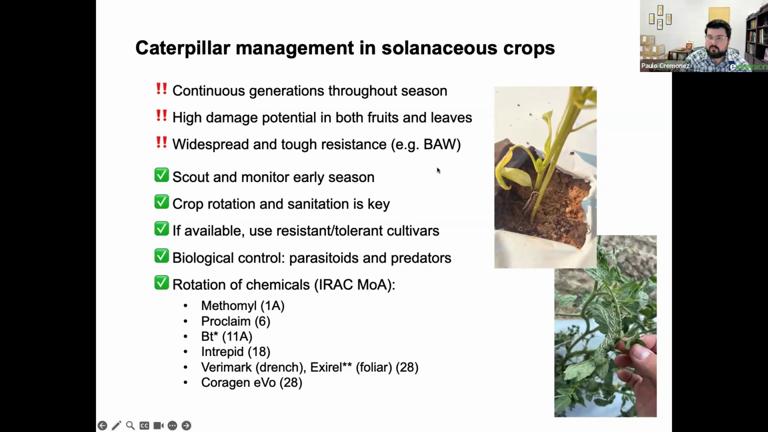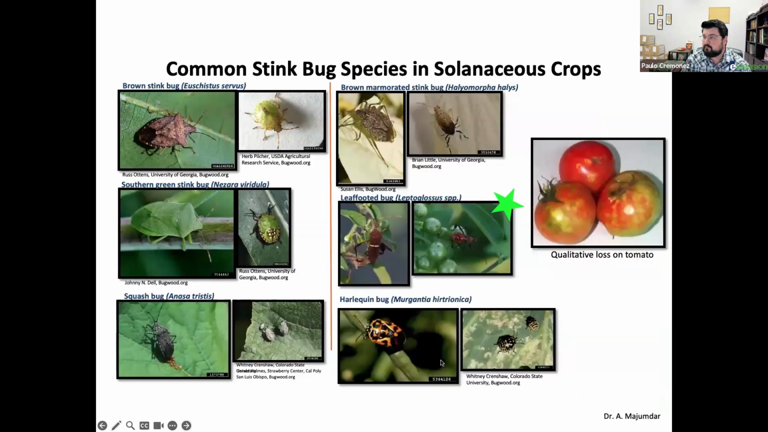because of wheat armyworm that can be extremely resistant to cyantraniliprole. And Coragen EVO, which is a new technology, can be very useful for that. But again, be mindful this is group 28, so you don't use Verimark on the drench and later on spray Coragen EVO. Try to rotate between the groups, the modes of action.